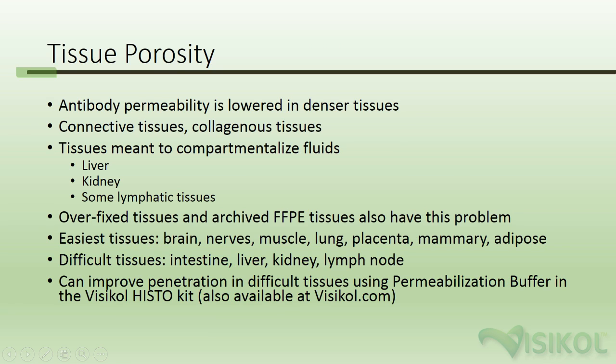Tissue porosity. Antibody permeability is lowered in denser tissues. Connective tissues, collagenous tissues, and tissues meant to compartmentalize fluid, such as the liver, the kidney, and some lymphatic tissues, often present problems when doing immunolabeling. Overfixed tissues and archived formalin-fixed paraffin-embedded tissues also have this problem. The easiest tissues to stain are brain, nerves, muscle, lung, placenta, mammary, and adipose tissue, which have plenty of surface access to the inner layers. The most difficult tissues to label are the intestine, liver, kidney, and lymph node.